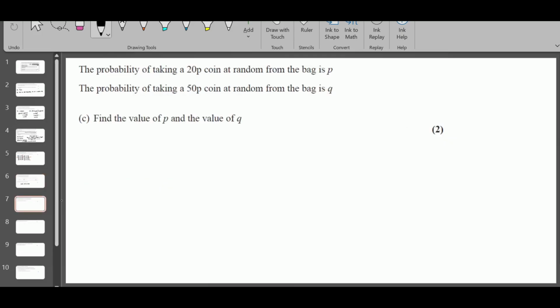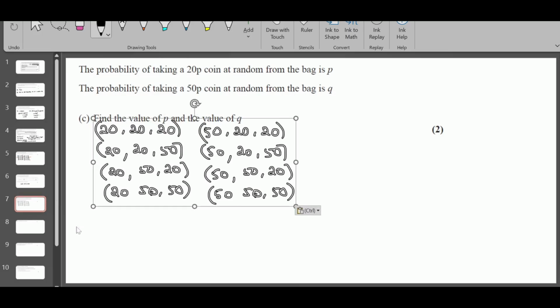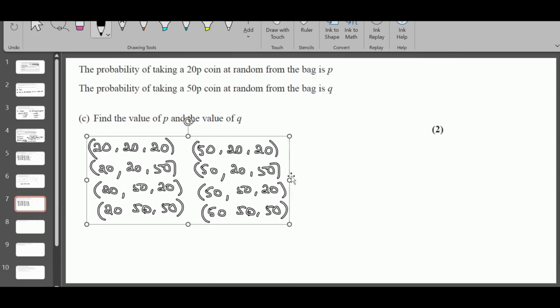Next question. The probability of taking a 20p coin at random is P, and a 50p coin at random is Q. Find the value of P and Q. Okay, I'm going to put all the combinations here to explain this.